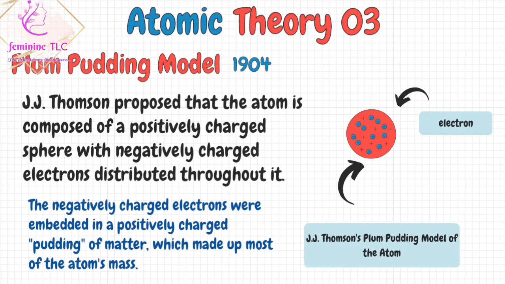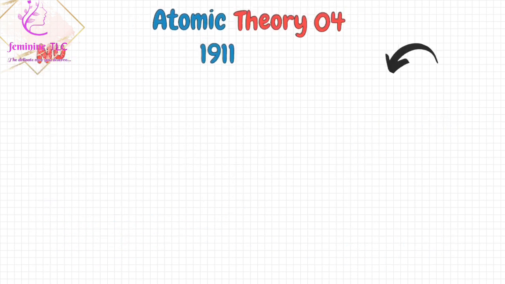This brings us to the third atomic theory, which is the Plum-Pudding model by J.J. Thomson, who proposed that the atom is composed of a positively charged sphere with negatively charged electrons distributed throughout it. So, according to J.J. Thomson, the negatively charged electrons were embedded in a positively charged pudding of matter, which made up most of the atom's mass.